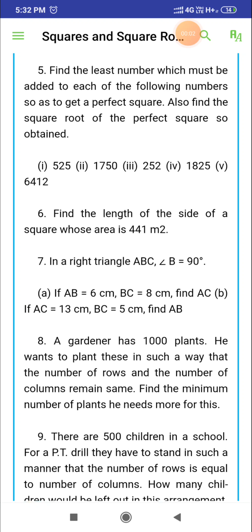Hello students, in our last video we discussed exercise 6.4 up to question number 5. Now in this video we will discuss from question number 6.